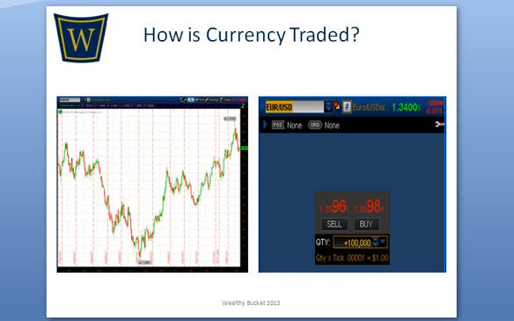So how is currency traded? Currency, or foreign exchange, is traded just like stock. There is a bid and an ask price. The market is liquid and in some instances can be traded 24 hours a day, 7 days a week. The Forex market is not an auction market like stock. The Forex market is over the counter, or OTC. It resides in what we call a dealer market.